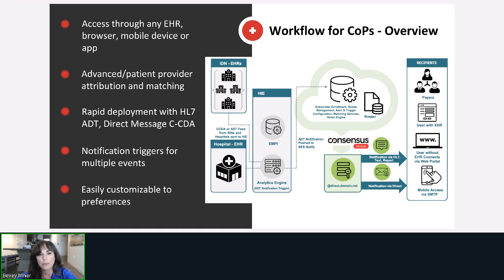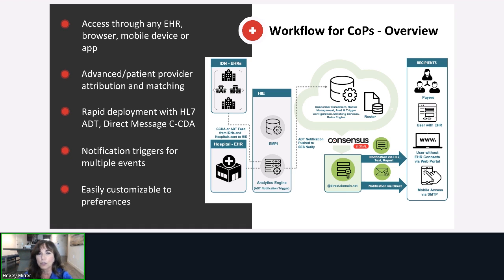Right now, what's happening at the level of Direct Trust, which is the governing body that manages all direct messaging HISPs, there's conversation going on about how to standardize. There's a standards body looking at ways that you can use direct messaging to communicate the mandated ADT alert notification. So watch for the standards that the Direct Trust standards body will start to recommend.